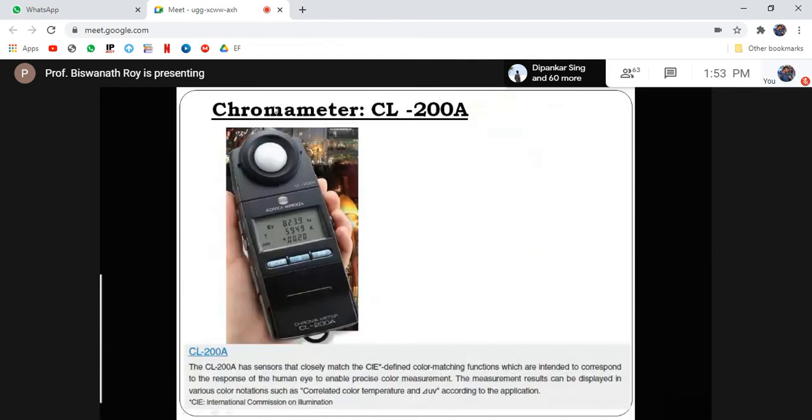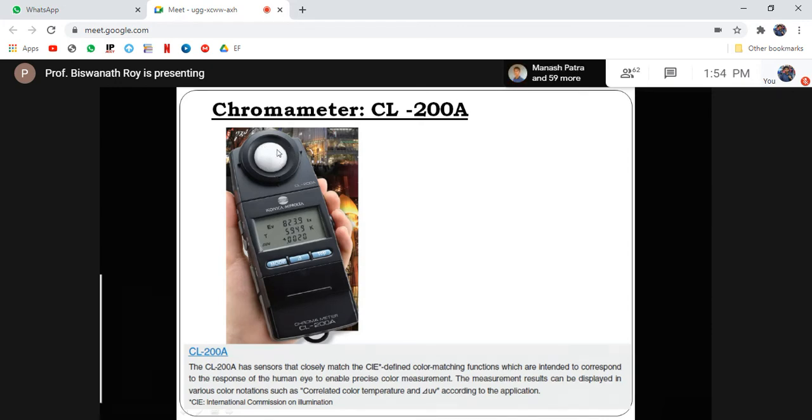Okay. Next instrument is the chromometer. The model is CL200A. The maker of the instrument, you see, is Konica Minolta. This instrument we are actually using in our lab for experimentation purposes. Konica Minolta CL200A. So the CL200A has the sensor. This is the sensor actually.